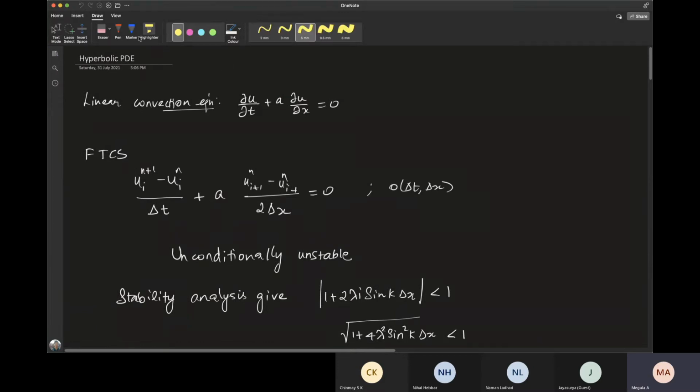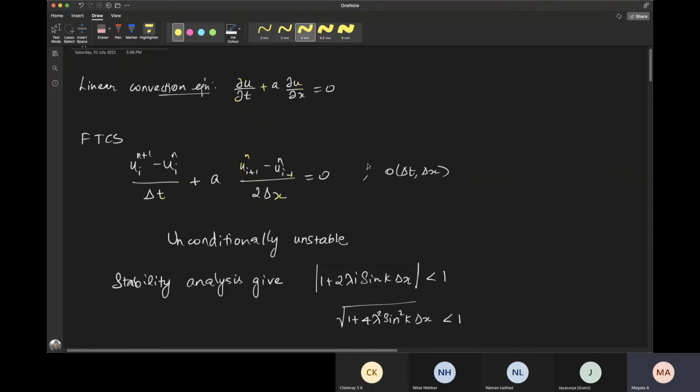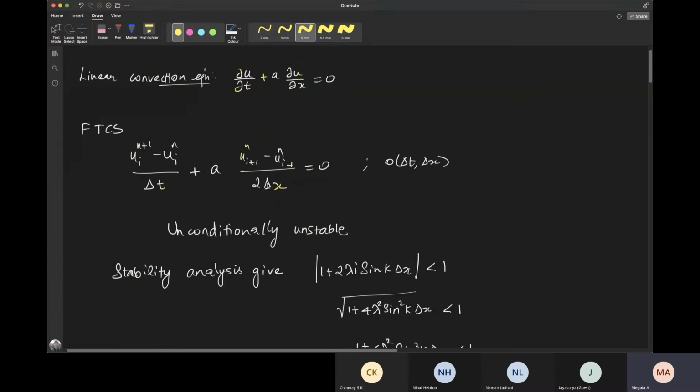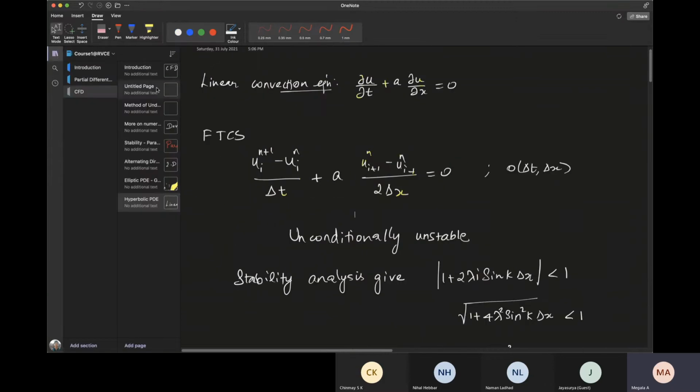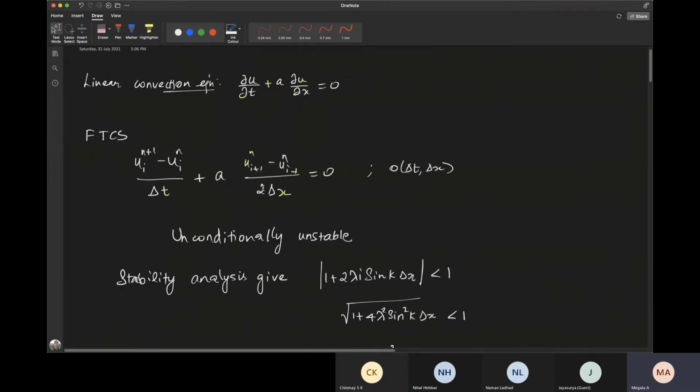So here, coming back to our linear convection equation, we have dou u by dou t plus a dou u by dou x equals 0. I'm doing FTCS, an explicit scheme for this linear convection equation. This is forward in time and central in space. Both are first order accurate. And I think in the first class we did the stability analysis for this. Remember?